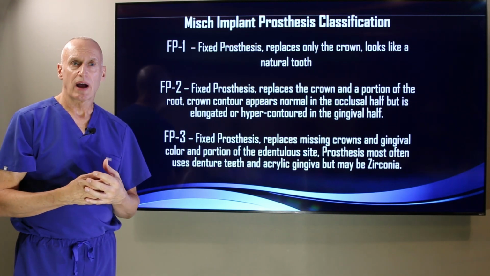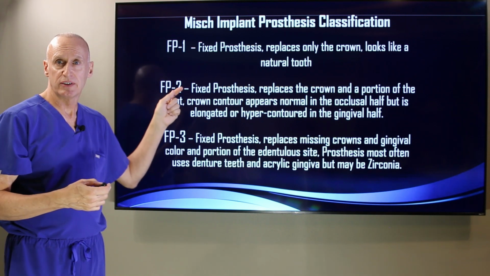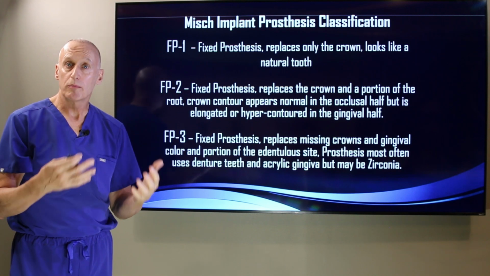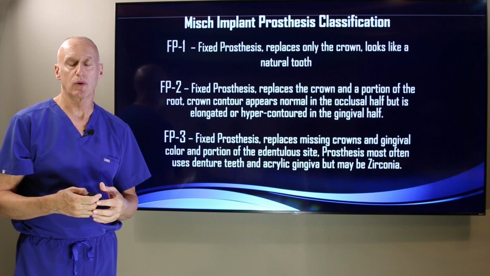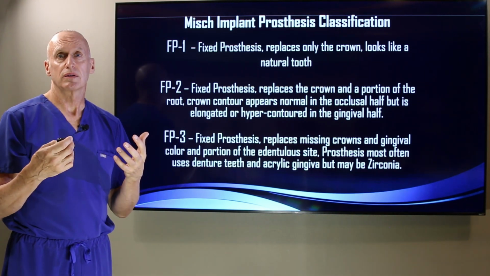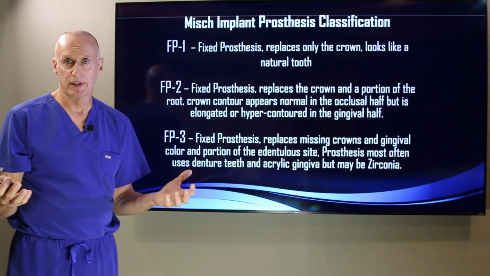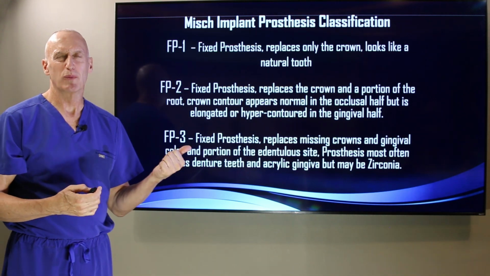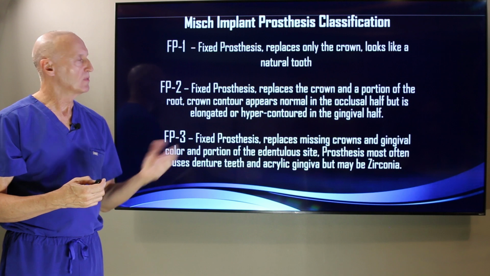So if you come to our practice, we are going to try to give you an FP1 or an FP2 all the time. That means it's going to be no bone reduction in the upper arch. Sometimes we have to remove a little bit of bone in the lower arch. But FP1 and FP2 are the most lifelike full arch restorations, and that's what we do, several of these a week. And I'll get into some of the reasons I'm doing this video in a few more slides.